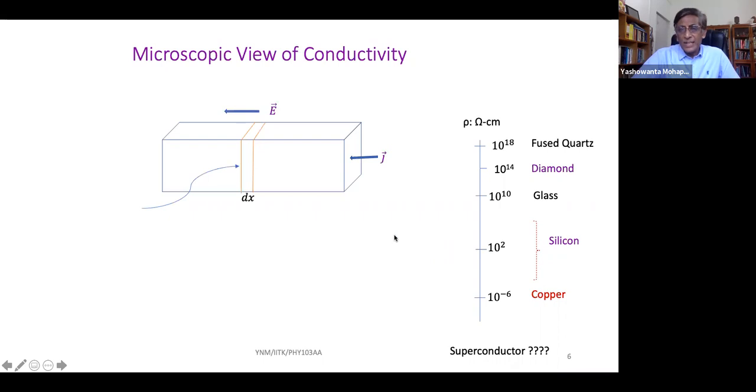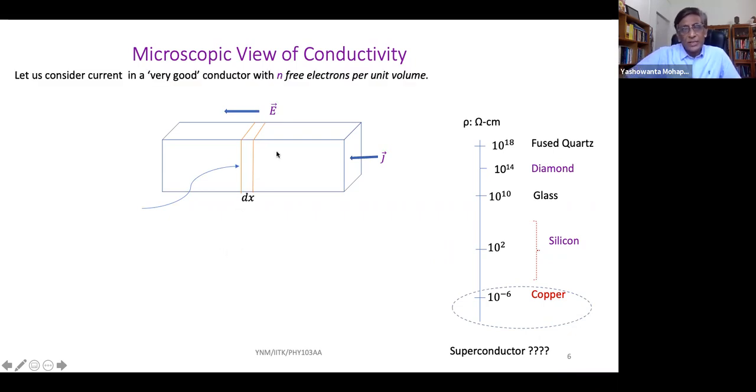Let's consider something like a block of copper. It's a very good conductor, and let's say it has n free electrons per unit volume. That's the concentration. I've applied an electric field and there's a current flowing. What is the flux of electrons to the right? It is the number of particles crossing per unit area per unit time. That is the flux.